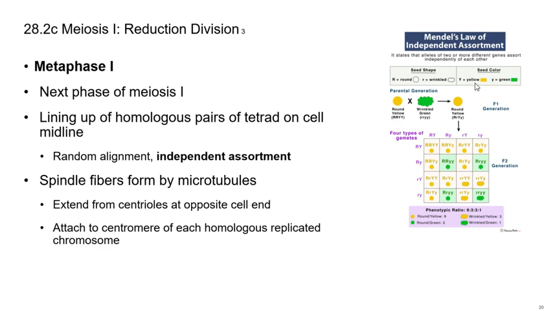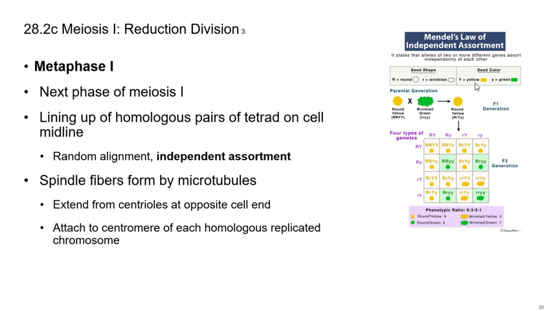And then there's something called independent assortment. Independent assortment means, okay, so say for chromosome 1, the paternal, so the chromosome from the father, chromosome 1 from the father, is facing the left, all right? Chromosome 2 from the father may not be facing the left. It may be facing the right, or maybe it is facing the left. It's random. They align themselves independently of each other, okay?